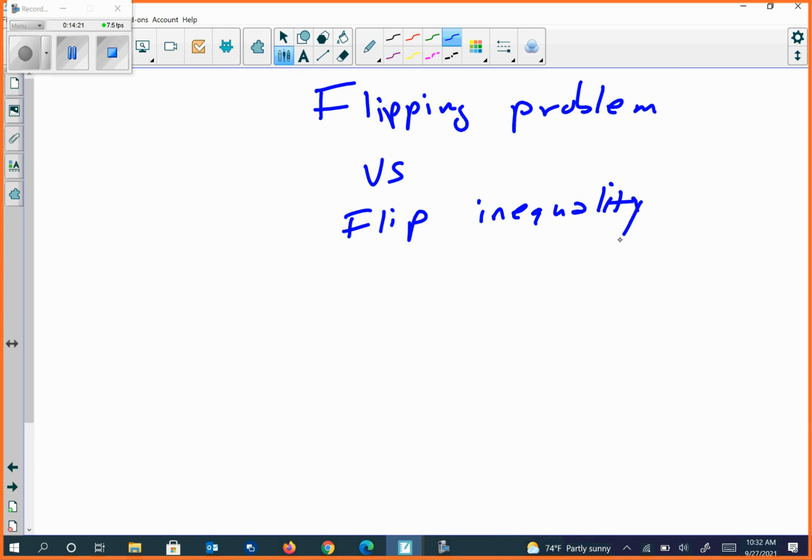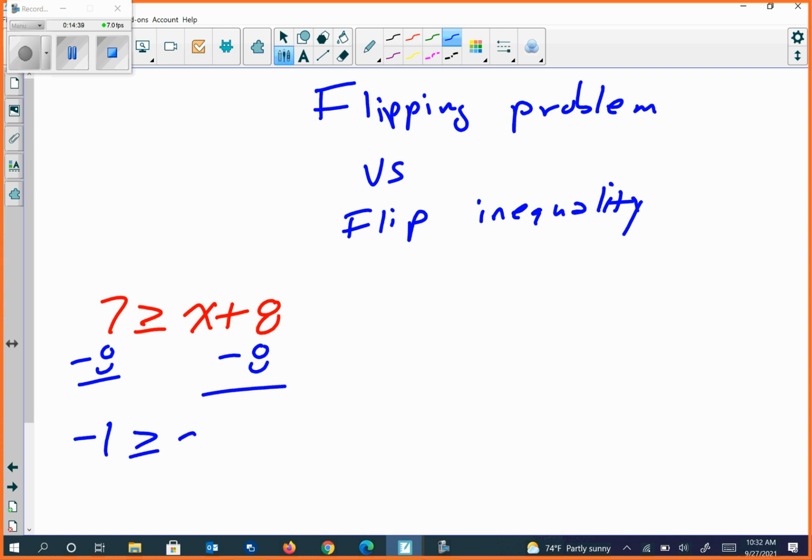Okay, flipping problem versus flipping inequality. Let's say I had a problem like this. I had a problem like that and I wanted to solve it. So this is going to be one where I want to flip the problem. I'm flipping the whole thing over, not because I'm multiplying or dividing by a negative, but I'm flipping the whole thing over because I want the x, or the variable, to be on the left side.